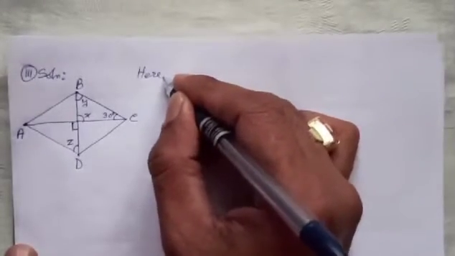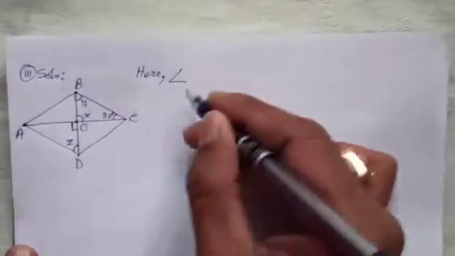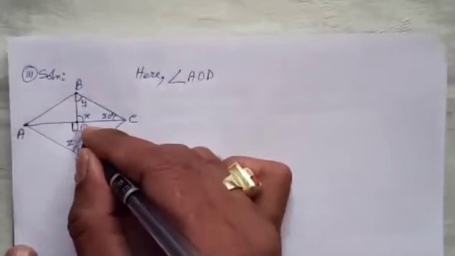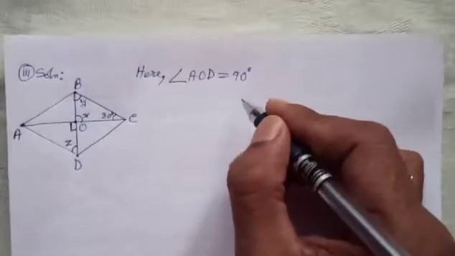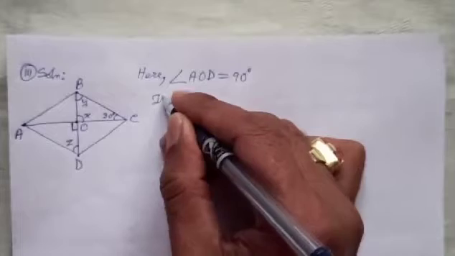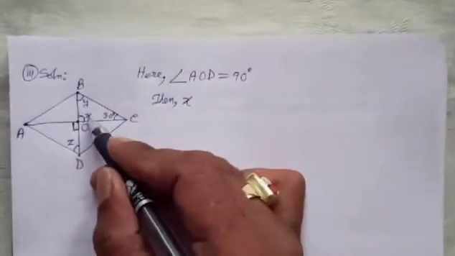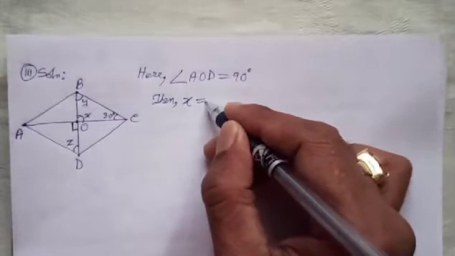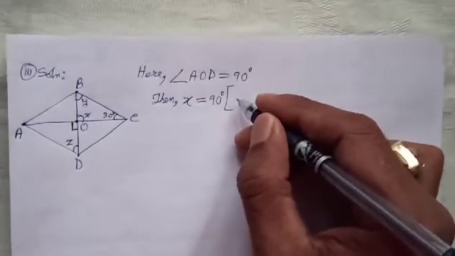Here, let's name this point as O, angle AOD. Angle AOD, this angle is 90 degrees. And we know that vertically opposite angles are equal. Then here this x and this angle are vertically opposite angles, so x is equal to 90 degrees since they are vertically opposite angles.